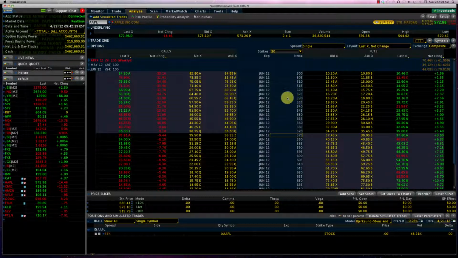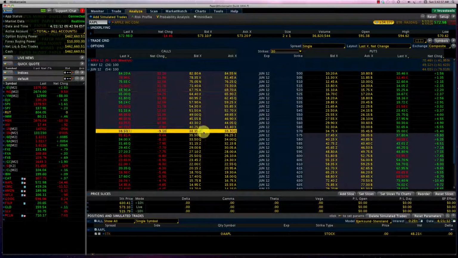Similarly, what we're going to look at here is the 520 call. The 520 call will be the in the money option because the price of Apple has already gone up above 520. So it's similar to saying the buyer of this 520 call is telling the seller that he wants the right to buy Apple at 520. Well, the price of Apple is already 573. So basically the difference between 573 and 520 is going to be the intrinsic value of that option. So this is the in the money option.